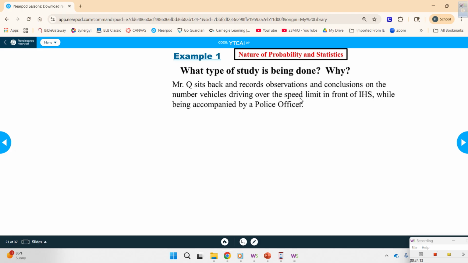All right, so, however, while being accompanied by a police officer, tell your neighbor what kind of study that is. All right, let's go here with Trin. What kind of study is that? Experimental, that is correct, because that's what's going to cause a reaction. The police officer next to me.